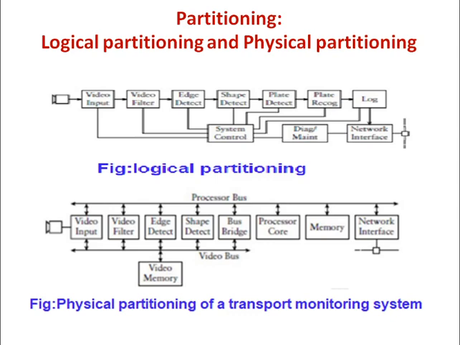The video images are analyzed to identify the license plate of each truck passing underneath, and the time and license number are logged. You are having the composition part here: video input, video filter, edge detector, shape detector, plate recognition, and logging. The information is transmitted to the central facility for recording and comparison with the information from other stations. This is the system control we are having here, and this is the diagram under maintenance, network interface here.